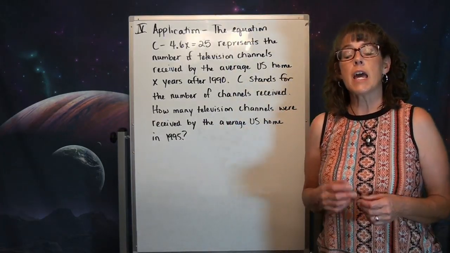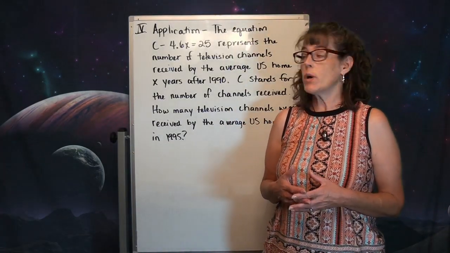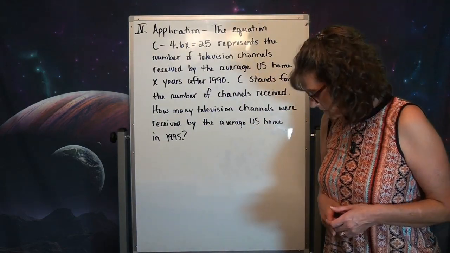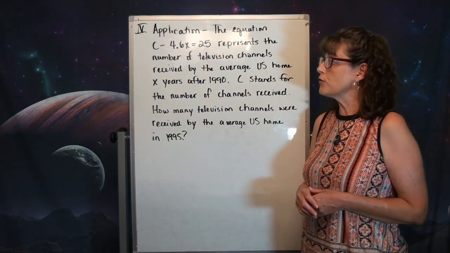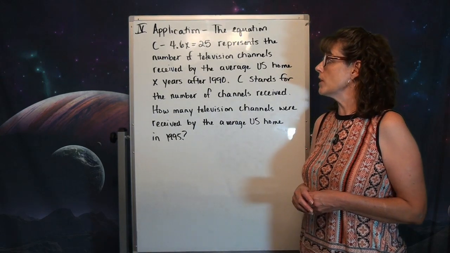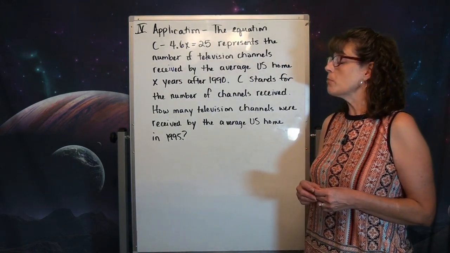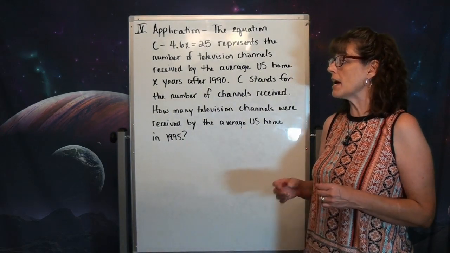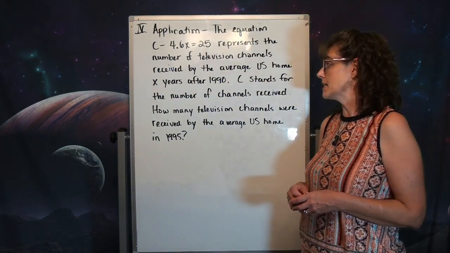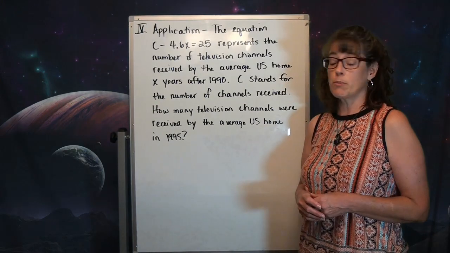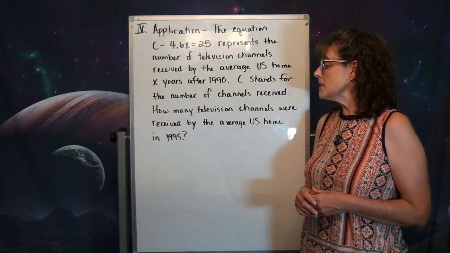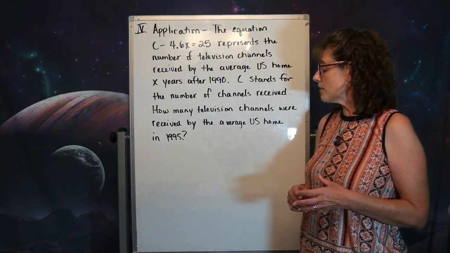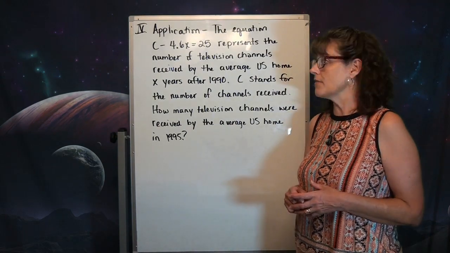Okay, so let's take a look at an application of being able to solve equations. In this application, it says that the equation C minus 4.6x equals 25 represents the number of television channels received by the average U.S. home x years after 1990. C stands for the number of channels that are received. How many television channels were received by the average U.S. home in the year 1995?